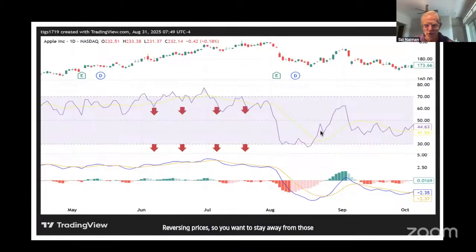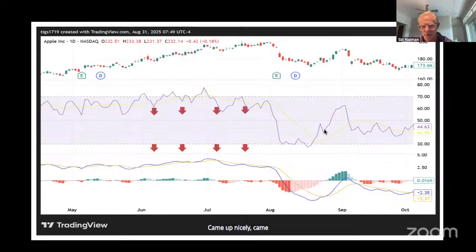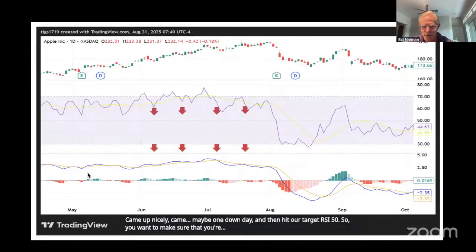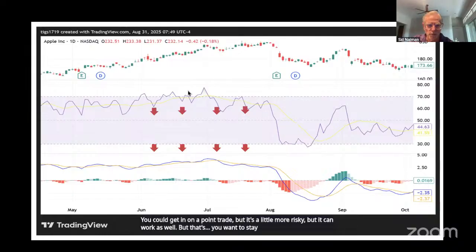And what would you do? Like here, you could see that you got to be oversold, came up nicely, came maybe one down day, and then hit our target RSI 50. So you want to make sure that in this case, your MACD is crossing when you would get into the trade. It's a less risk trade when the MACD crosses versus when it's just pointing. You could get in on a point trade, but it's a little more risky, but it can work as well. But you want to stay away from these.